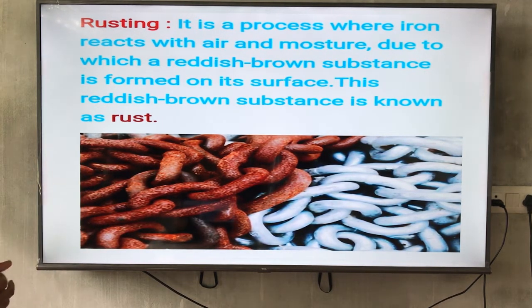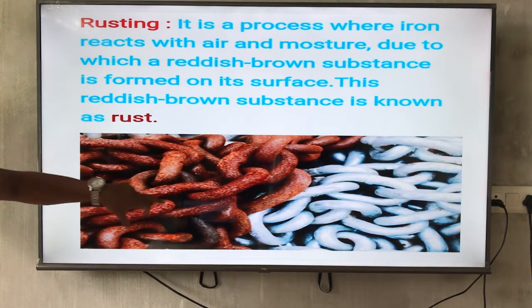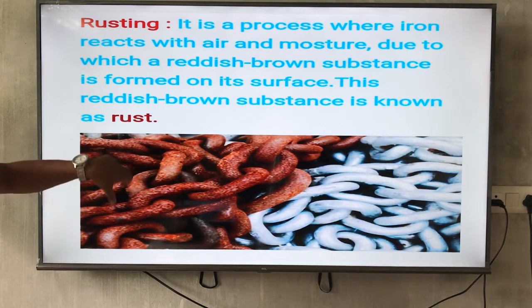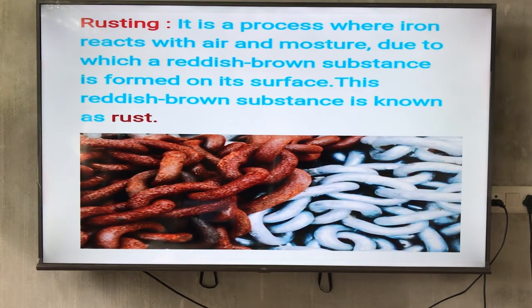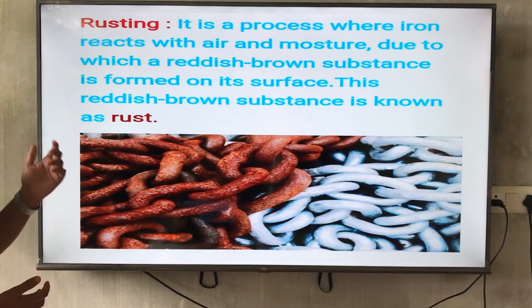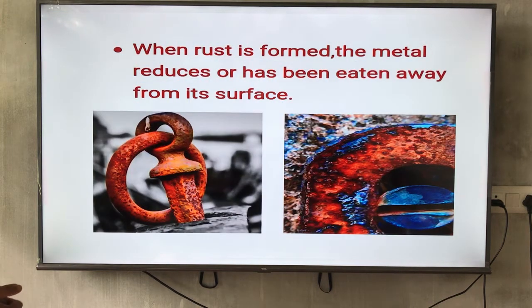And what is rust? Rust means the reddish brown substance is known as rust. This color, or this substance, is called rust. And rusting is a process where iron reacts with air and moisture, due to which a reddish brown substance is formed. Is this clear? After this we will move on to another topic.